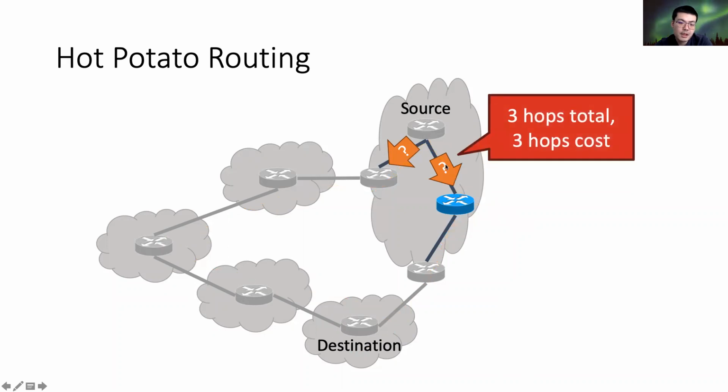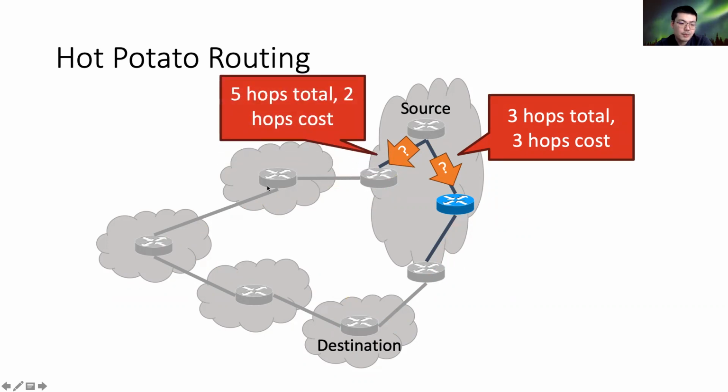So here we have 3 hops in total: 1 hop, 2 hops, 3 hops, and 3 hop paths. And here we have 5 hops: 1, 2, 3, 4, 5. 5 hops.